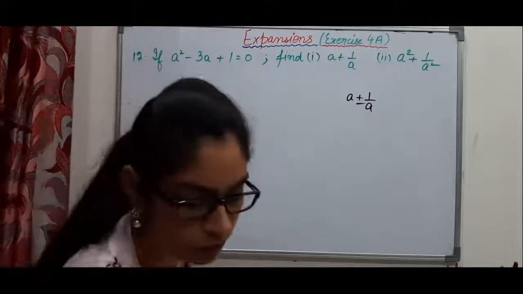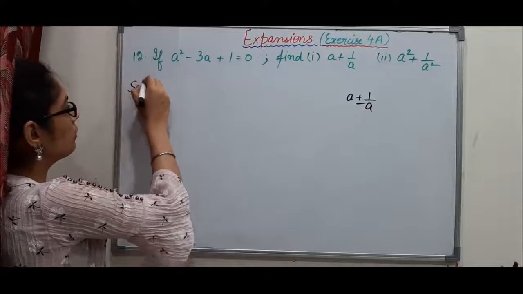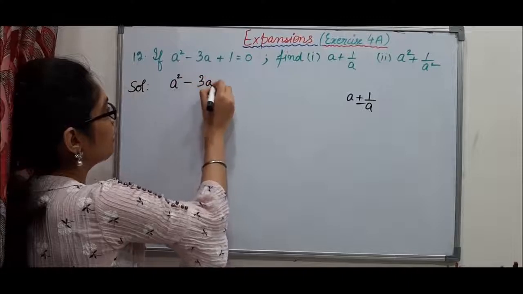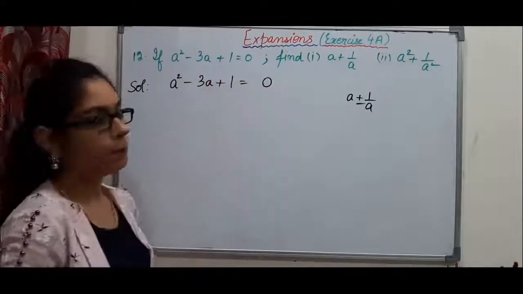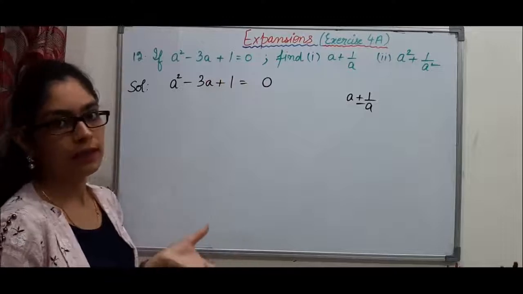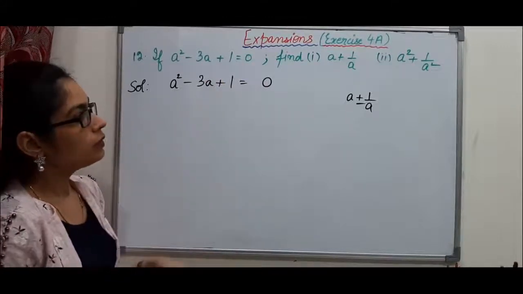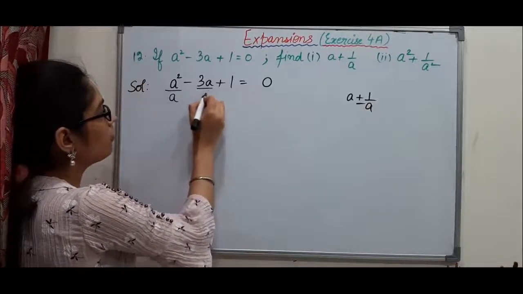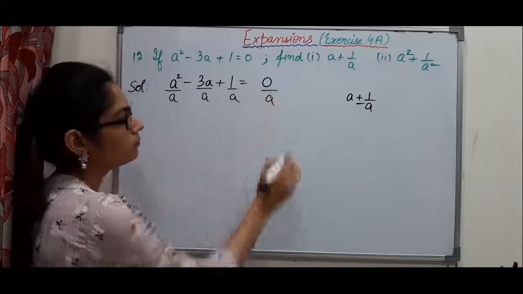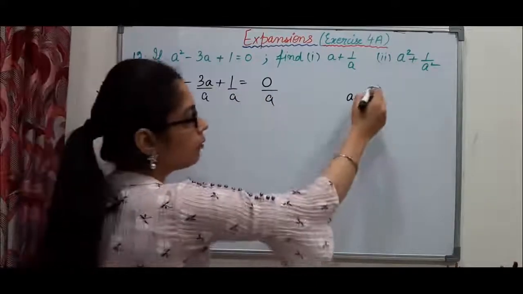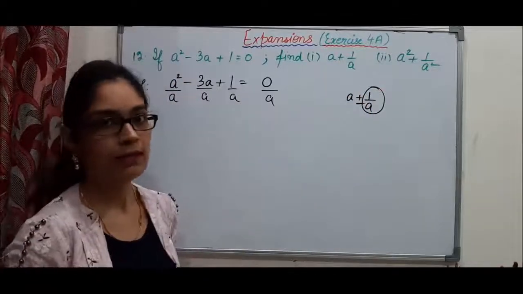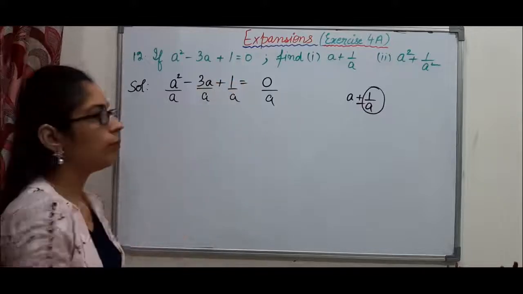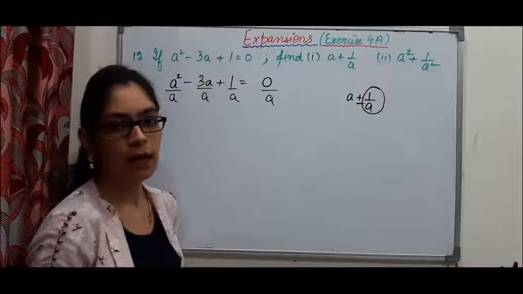So what we have to do when something like this is given to us? We have to divide this entire equation. See, this is an equation because the sign of equality is there. 1 by a is there in our given expression, so we can divide the entire equation by a. Only this is giving us the hint that 1 by a is there. So if I am dividing the whole equation by a, I am getting the 1 by a term.